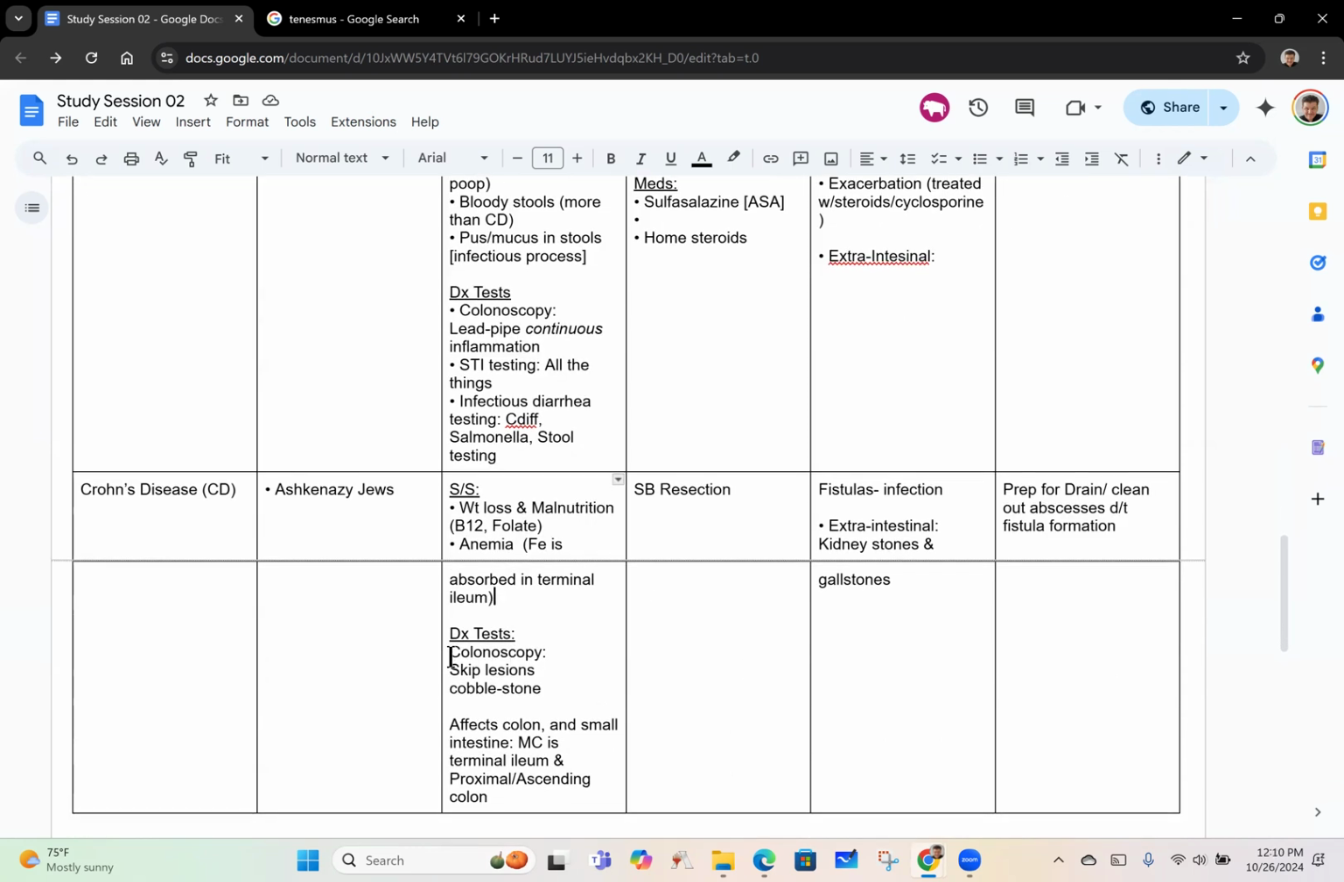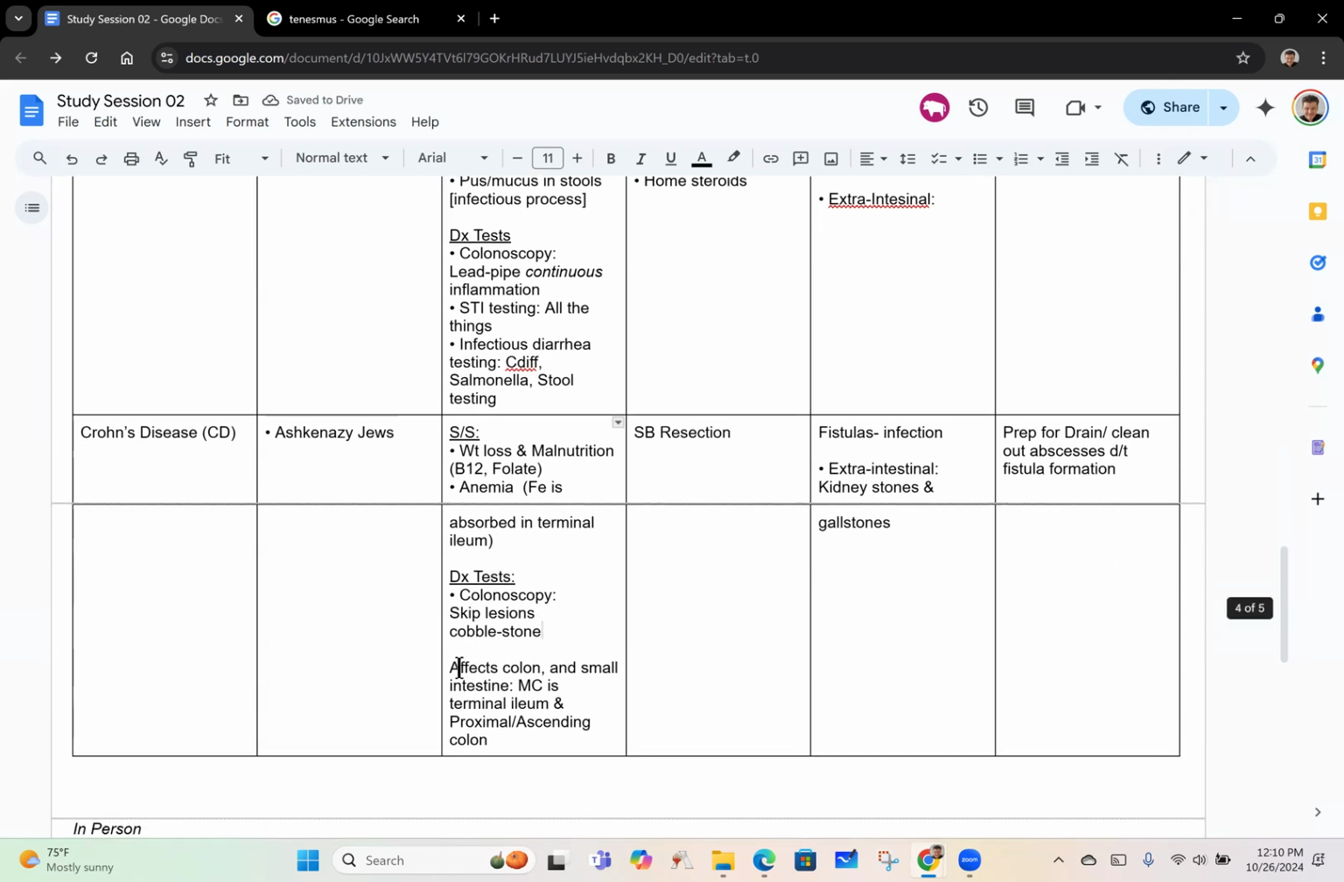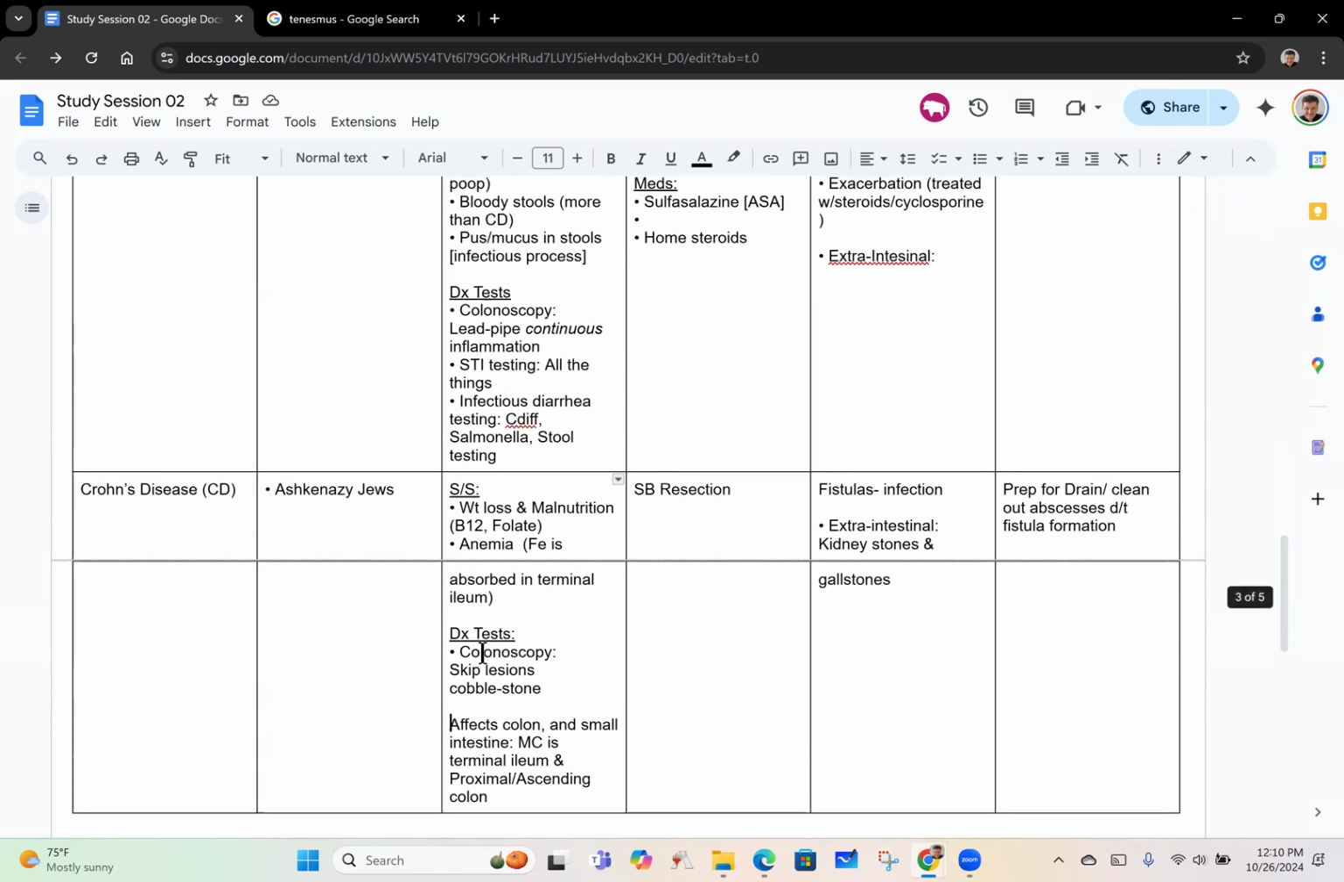Okay, and then colonoscopy shows what? Skip lesions, cobblestone appearance, right? That's colon and small intestine. Very good.